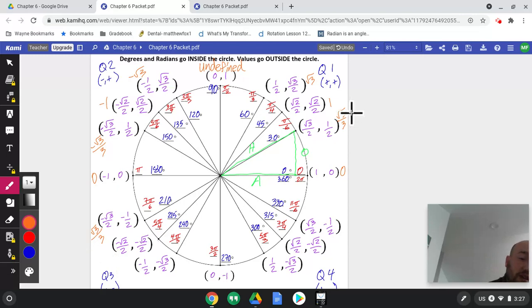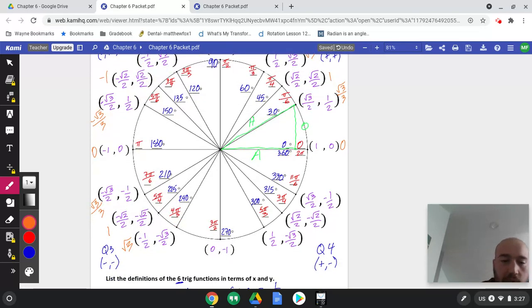Okay, so with that logic, then we know 225 degrees is 1. 240 degrees just comes to square root of 3. At the bottom here, this is still going to be undefined.